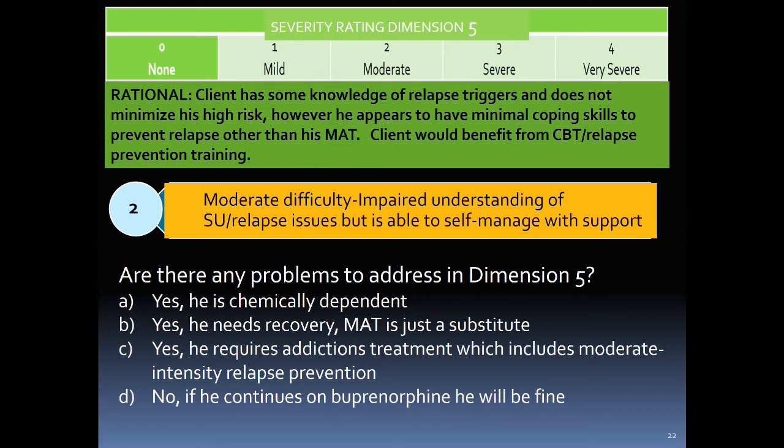C, he requires addictions treatment, which includes moderate intensity relapse prevention. Or D, which is no, if he continues on buprenorphine, he will be fine. And the correct answer for this dimension is C. He requires addictions treatment, which includes moderate intensity relapse prevention.